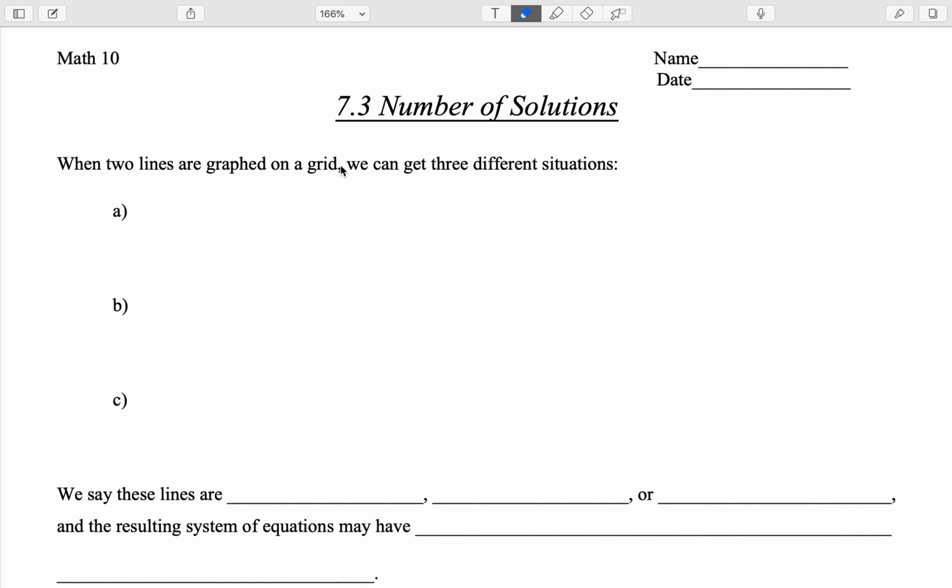Alrighty, section 7.3. 7.3 has to do with the number of solutions of a system. Now you remember, the solutions of a system are just the x and y points, so the intersection points. Okay, so if you're going to graph two lines, you could get a few different situations. You might have one line here and one line there. And guess what? They intersect at one point. That's usually what we're looking for.